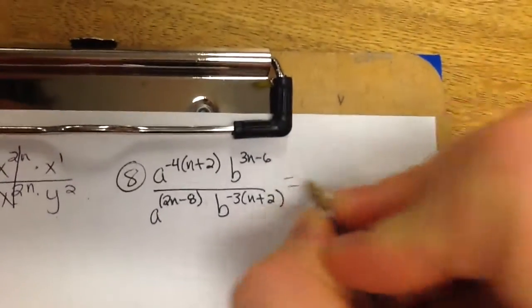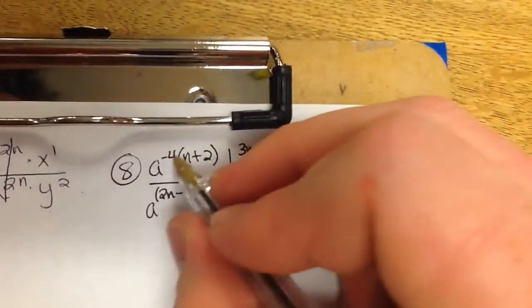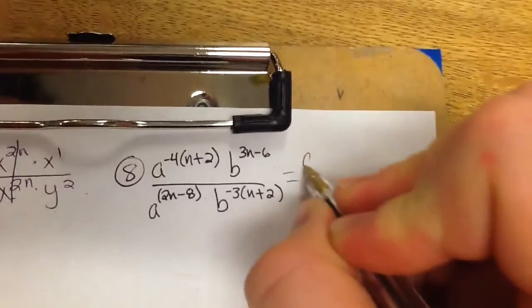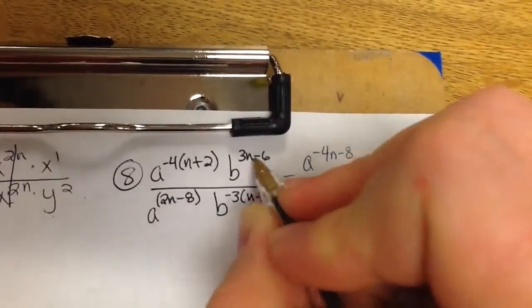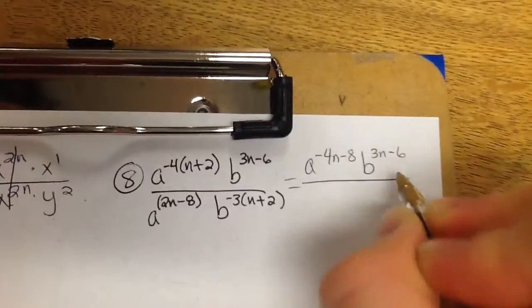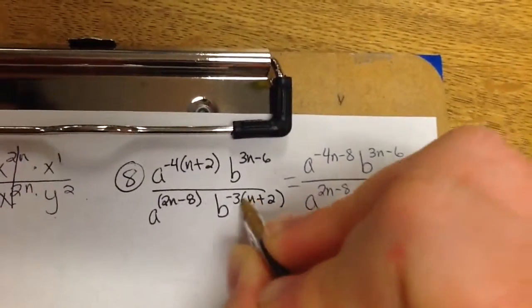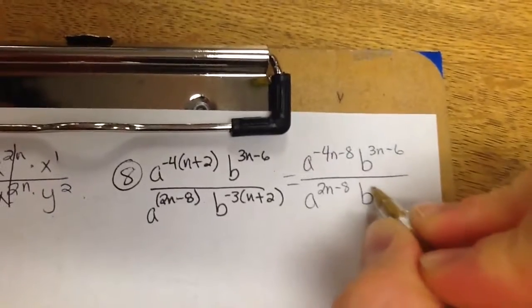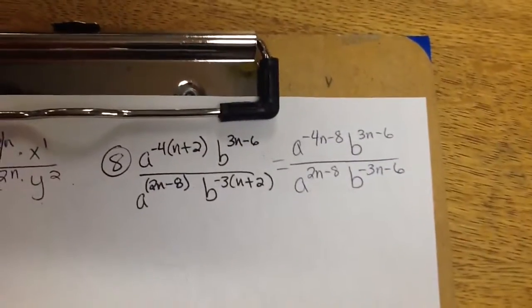Let's see, that looks fun. Can I subtract right now? No, I better distribute. So a to the negative 4n minus 8, b to the 3n minus 6 is going to stay the same. That one's going to stay the same for now. And little distributive property there, so negative 3n minus 6.